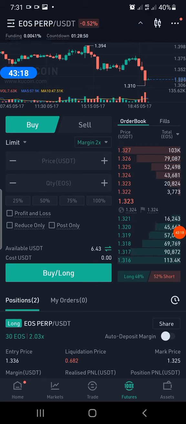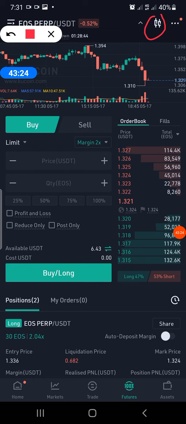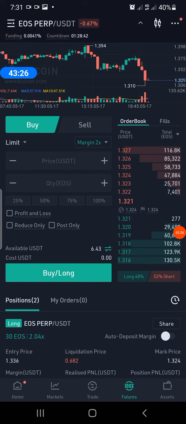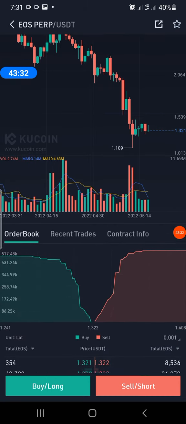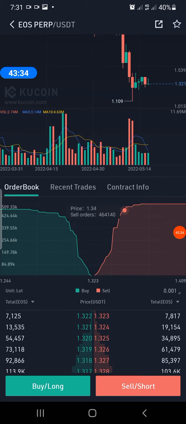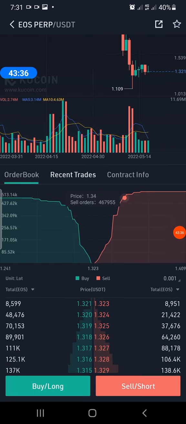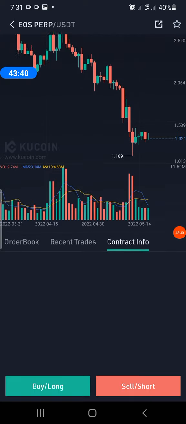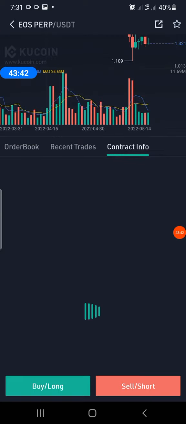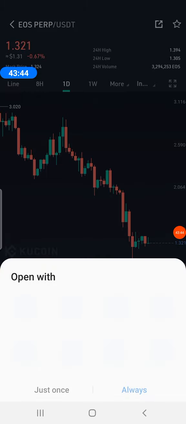Then you can use this one that looks like a candlestick, and view the actual trading chart. Here is the actual trading chart. This is the order book. This is the recent trades, contract information about the trade, the contract size, available leverage and the rest of them.